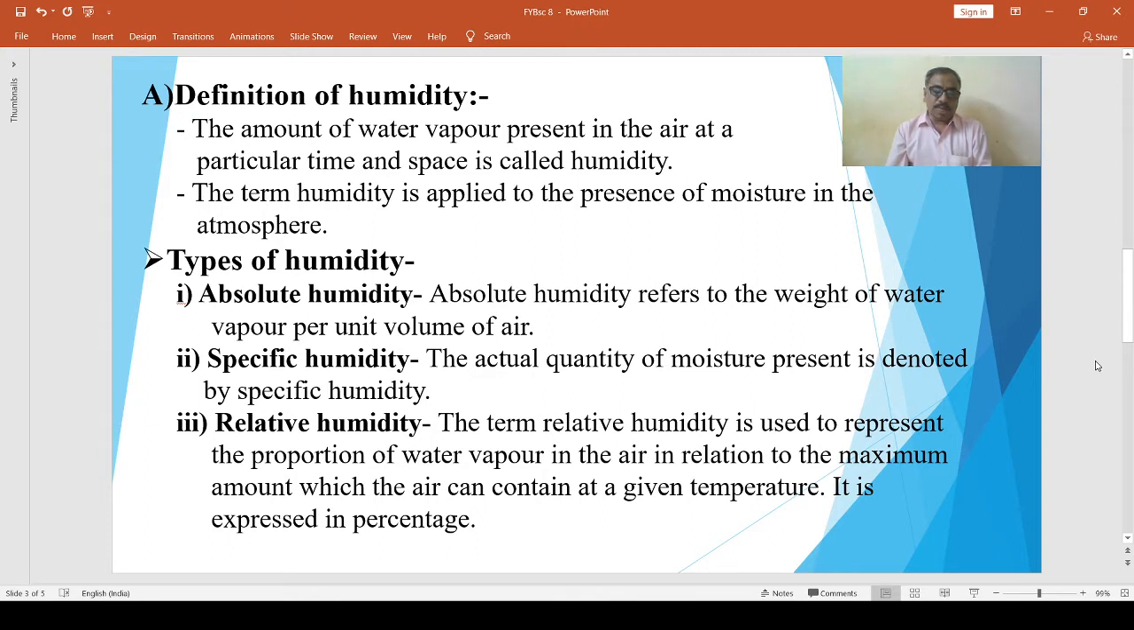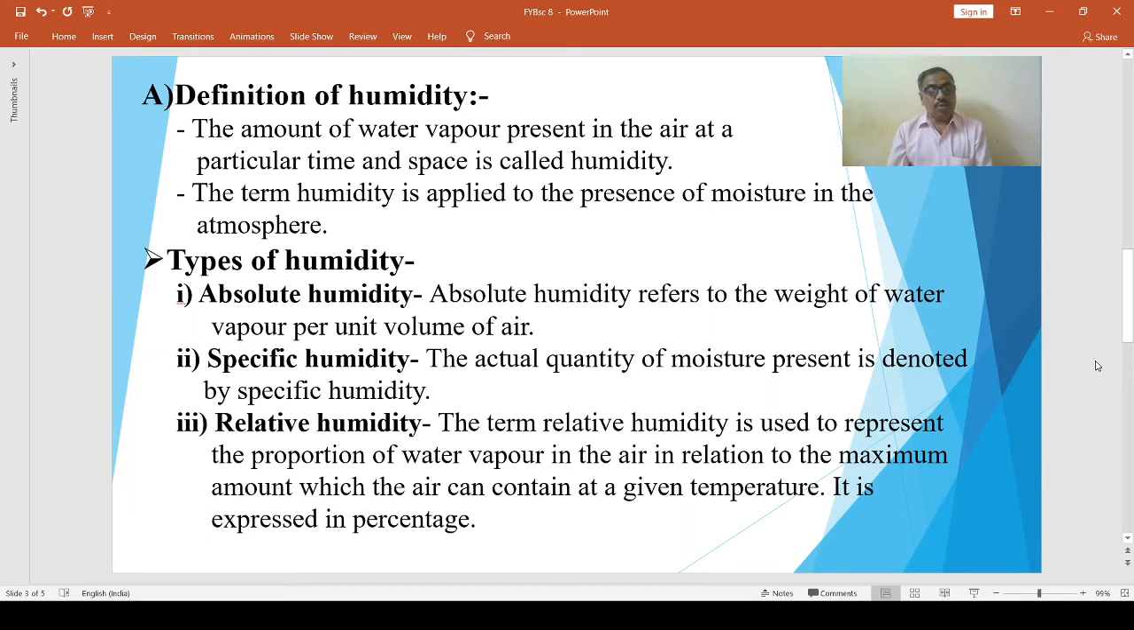The conditions of the atmosphere with regard to moisture are: the capacity of the air for water vapor depends very largely upon its temperature. Then the movement of air, which accelerates the rate of evaporation. Then the presence of a water surface. Then types of humidity. There are absolute, specific and relative types of humidity.